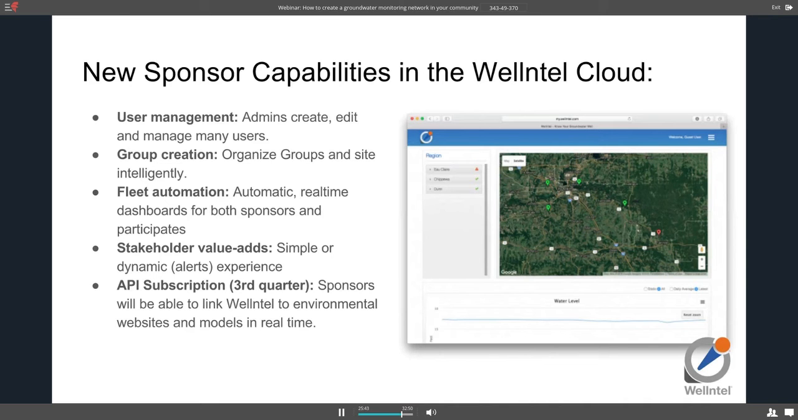Later this year, we will also be unveiling what we call an API subscription. This is an opportunity for sponsors to link Wellntel data to environmental websites and their own models in real time. So that means a state agency may live feed Wellntel data through the agency website. They may also live feed Wellntel data right into their scientific models and be able to drive animation from it.